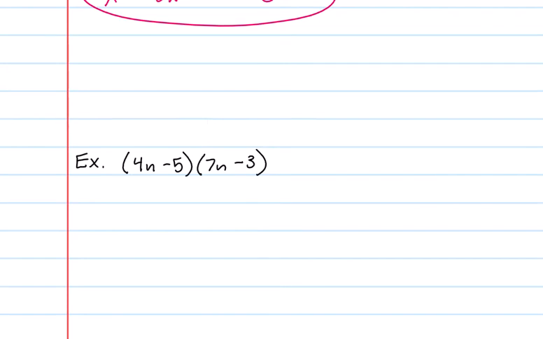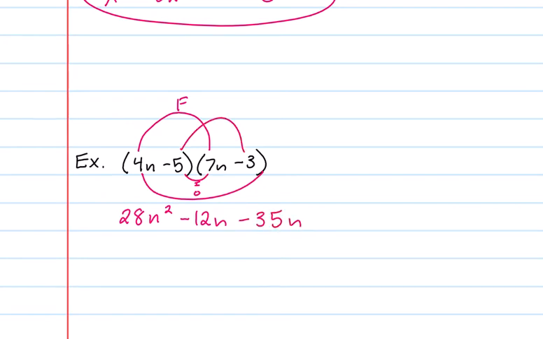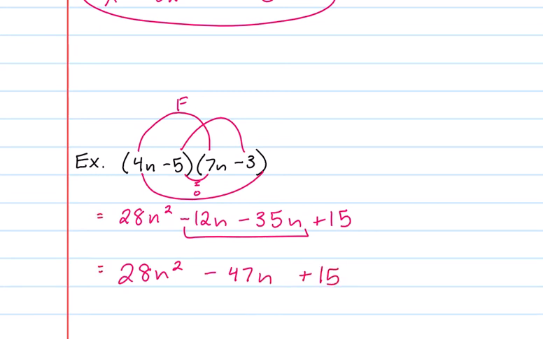multiplying two binomials, so I can use the FOIL method. So let's multiply our first terms. 4n times 7n is 28n squared. Outside: 4n times negative 3, negative 12n. Inside: negative 5 times 7n, negative 35n. And then Last: negative 5 times negative 3 is a positive 15. Then combine your like terms. 28n squared minus 47n plus 15. And that is your final solution.